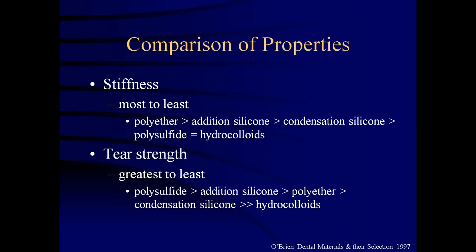topic. So stiffness, according to stiffness, most to least: polyether, then addition silicons, then condensation silicons, then polysulfide equals hydrocolloids. TS strength, greatest to least: polysulfide, addition silicon, polyether, condensation silicon, hydrocolloids. You have to mug it up.